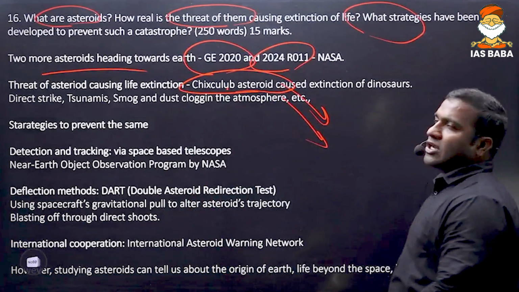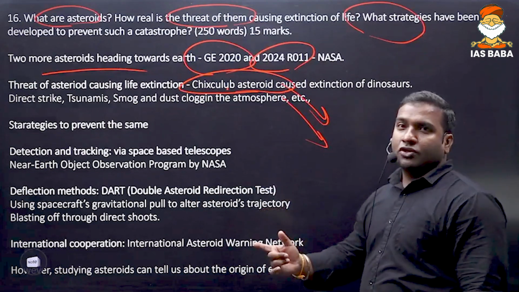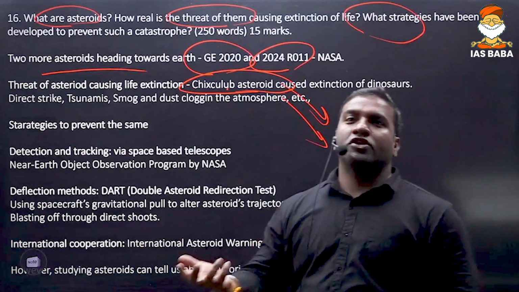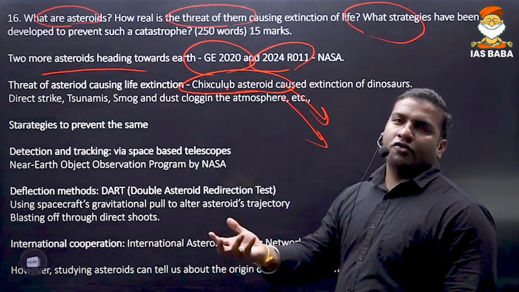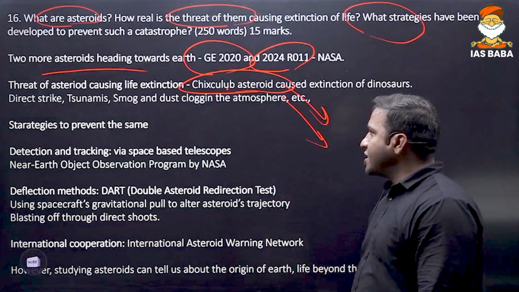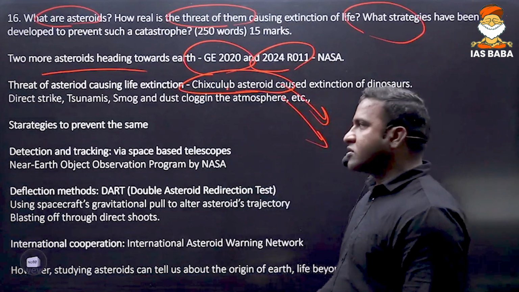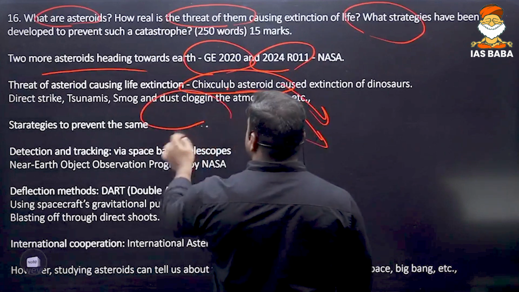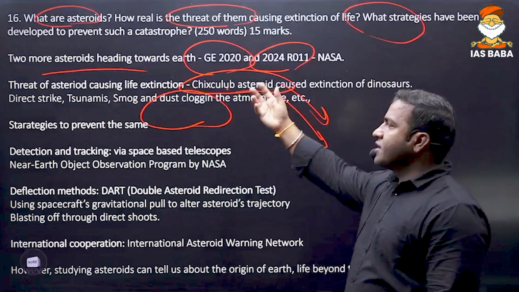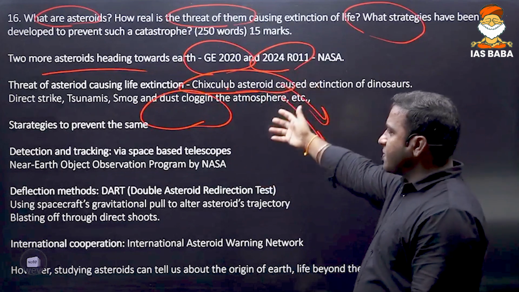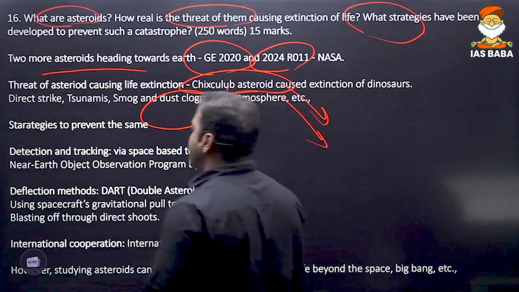Now, what other things can happen when they strike? They can hit directly. Second, when they hit the oceans, they can cause huge tsunamis. They can cause the drowning and submergence of islands. Smoke and dust can clog the atmosphere, which can choke animals and birds to death. Anything can happen. That is how it can be a threat. So that was the easy part. Now comes the technical part, strategies to prevent the same.